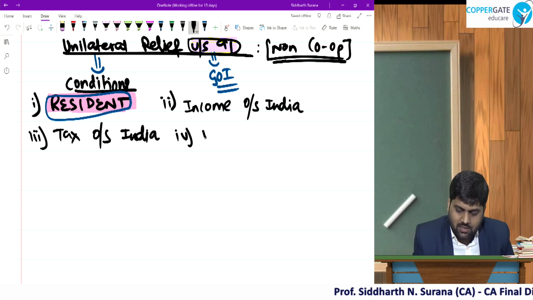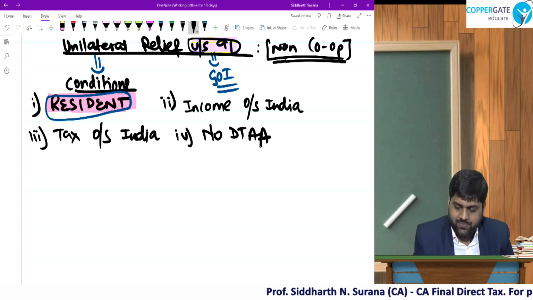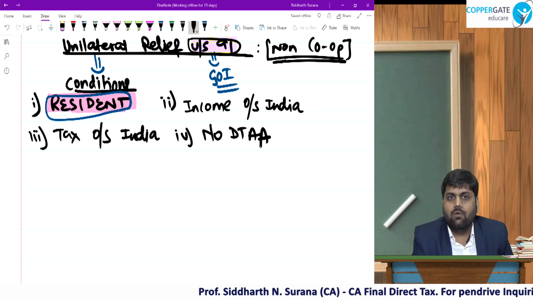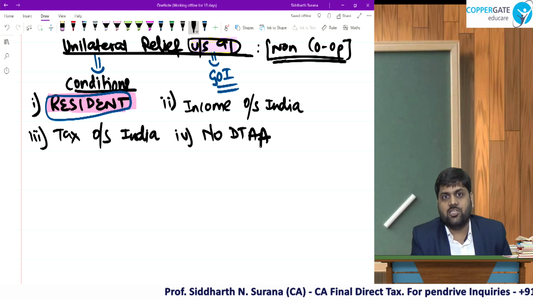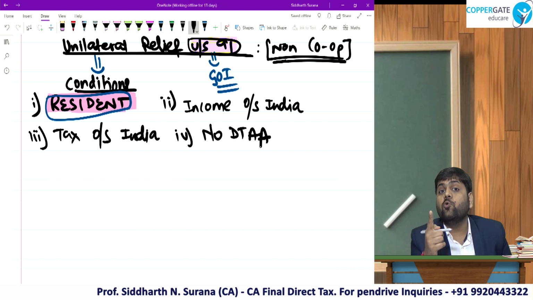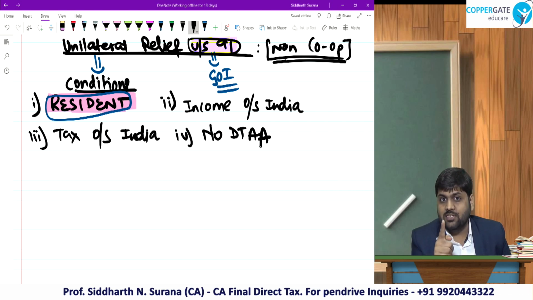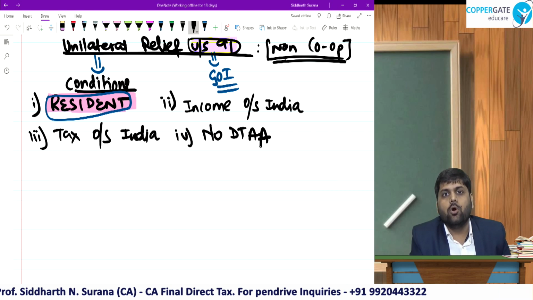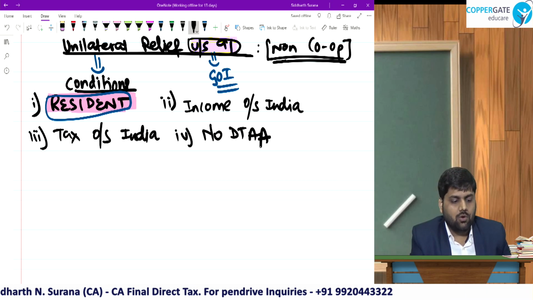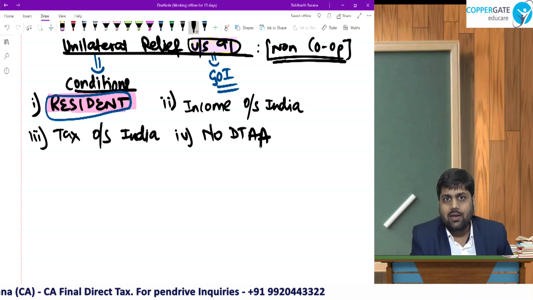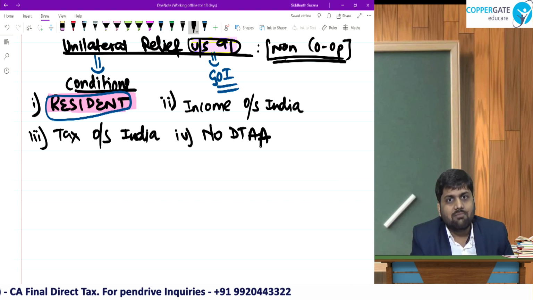And the last condition is that there should not be any double taxation avoidance agreement between India and that country. There should not be any DTAA. Wow. It is like saying, listen, dear assessee, if you have an agreement between the two governments, we will not give you unilateral relief. Wow. So don't give me unilateral relief. I can obviously go and take which relief? Bilateral. If there is already an agreement, I will take bilateral relief.